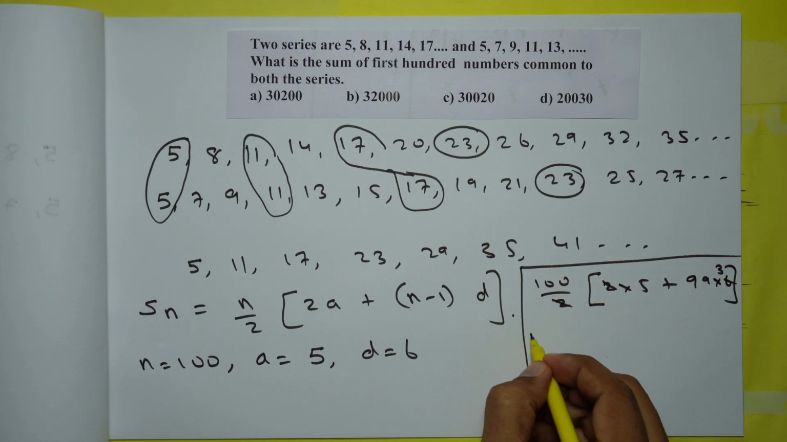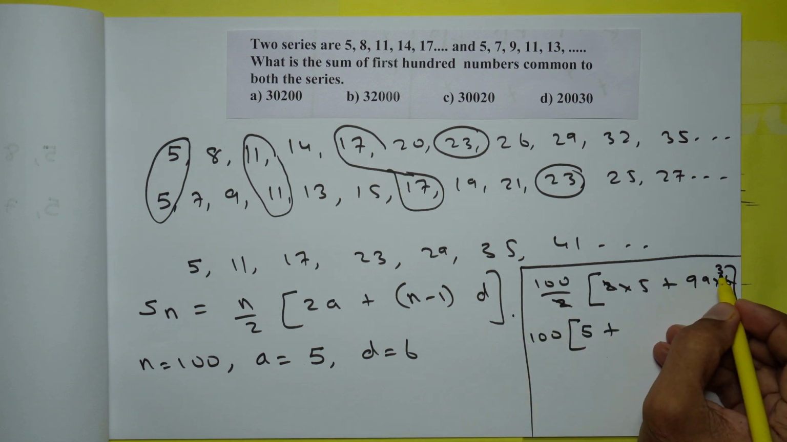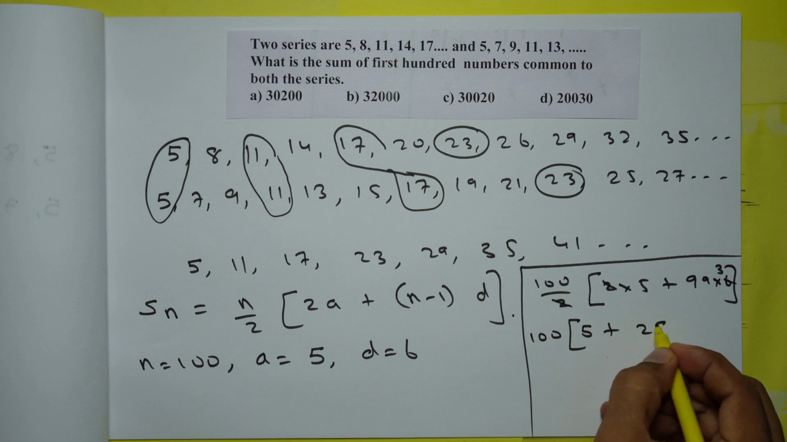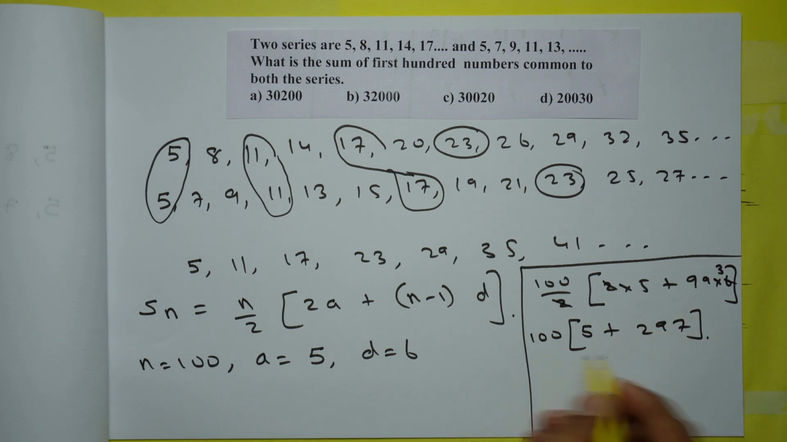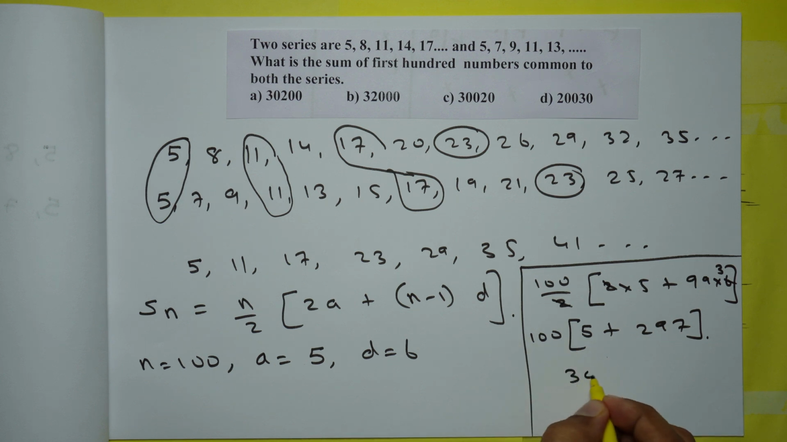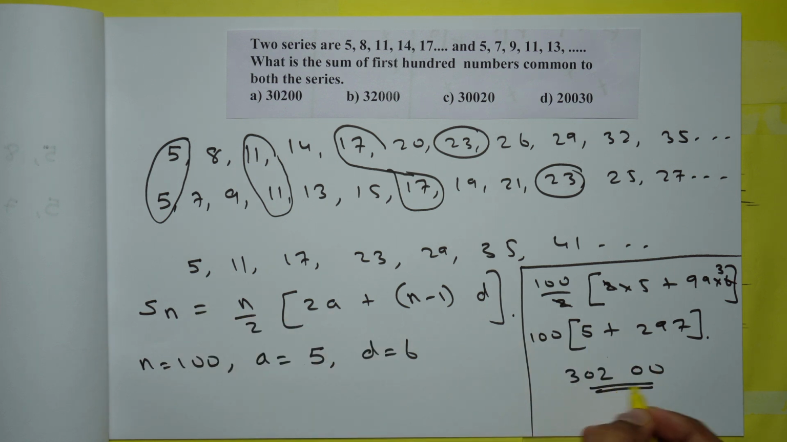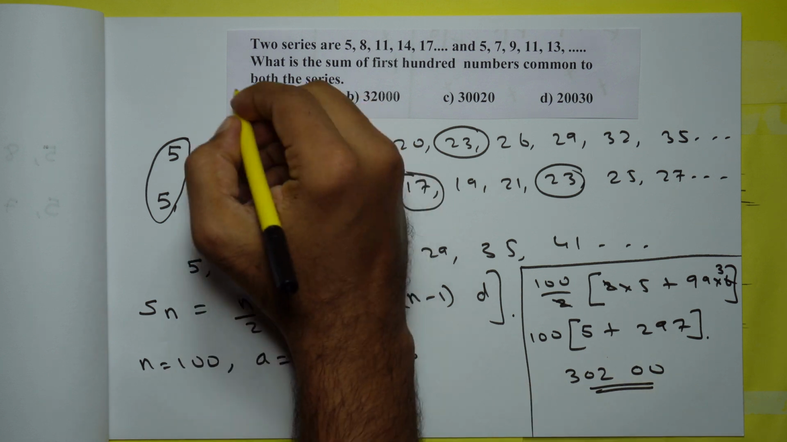So what we have is 100 into 5 plus 99 into 3. That is 297. 297 plus 5 is 302. Into 100 gives you 302 followed by 2 zeros. So that will be the sum of the first 100 numbers common to both the series. 302 followed by 2 zeros. That is option A.